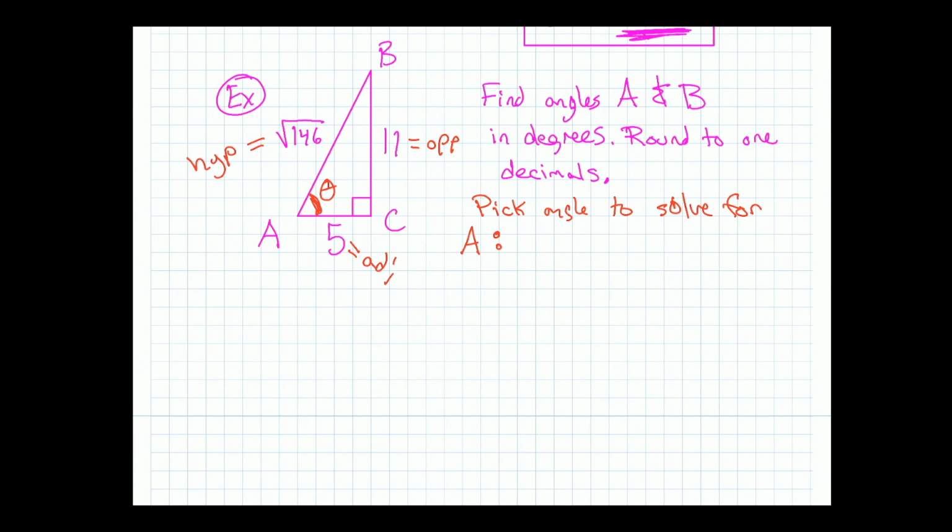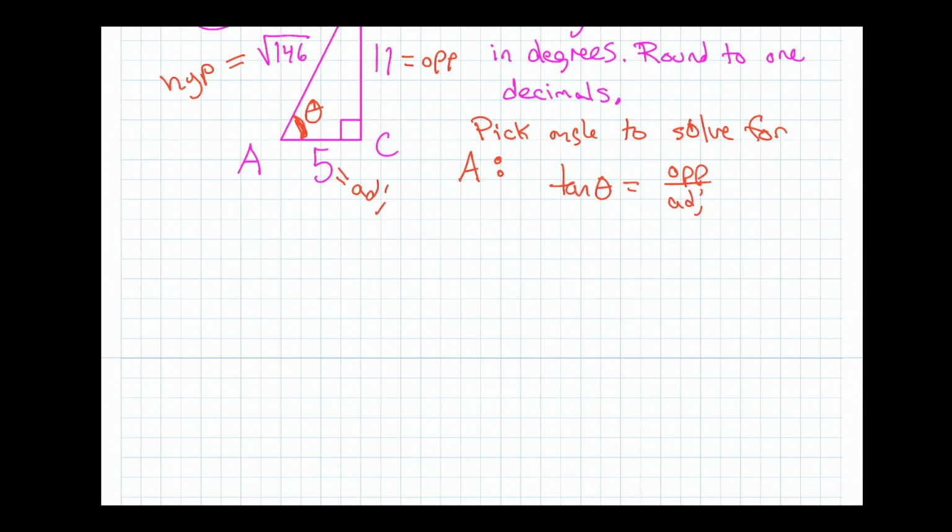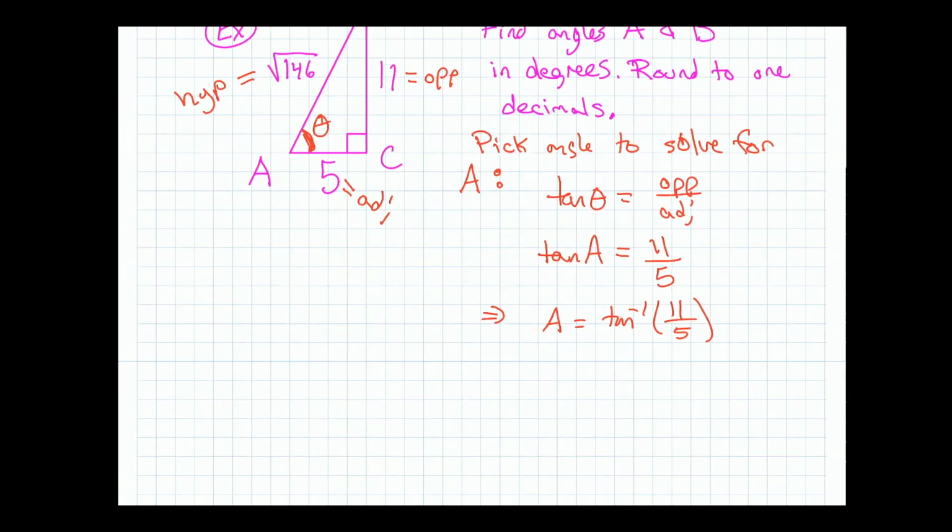The reason I'm going to use a tangent is because I notice that it's going to be easier to type in 5 and 11 into a calculator than square root 146. So I'm just being lazy. So for us, we have tangent A is opposite, which is 11, over adjacent, which is 5. I'm going to skip the next step. So A is going to be tangent inverse 11 over 5. Right? That's all you got to write.